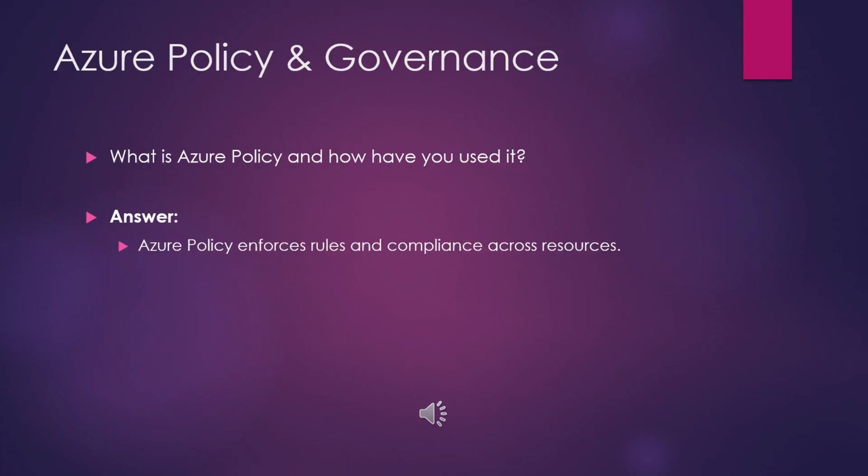In one scenario, developers were deploying resources in random regions. We implemented Azure Policy to restrict deployments only to Central India. Another example is enforcing tagging like environment and owner for cost tracking.